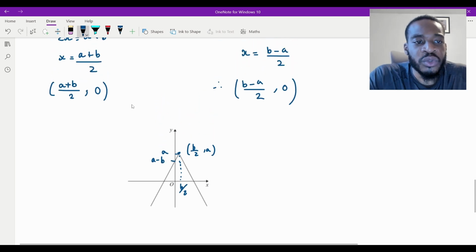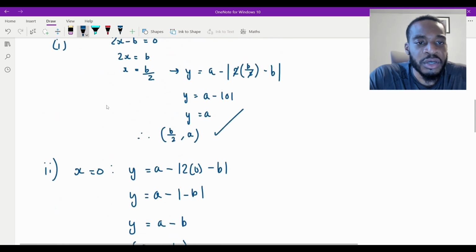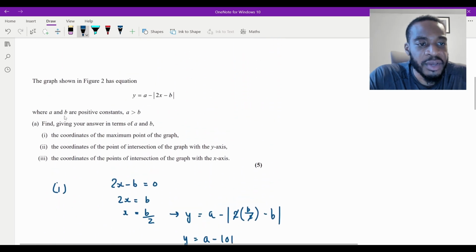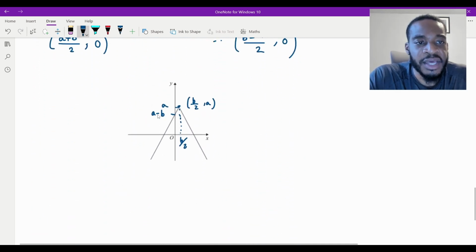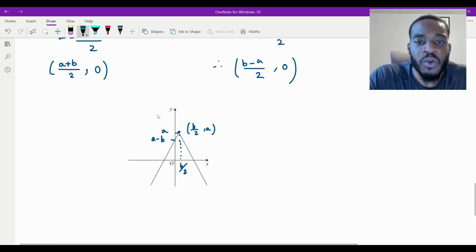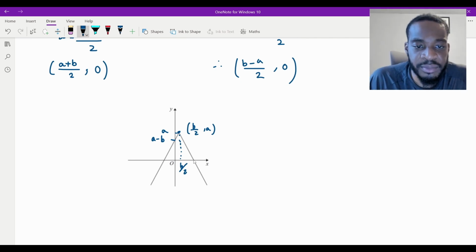Now, which way do these go? Remember there were some restrictions on a and b, right? They're both positive, they told us actually. And a is greater than b. So if a is greater than b, then a plus b over 2 is positive. There's no way that can be negative. So that's going to be this one, like that.